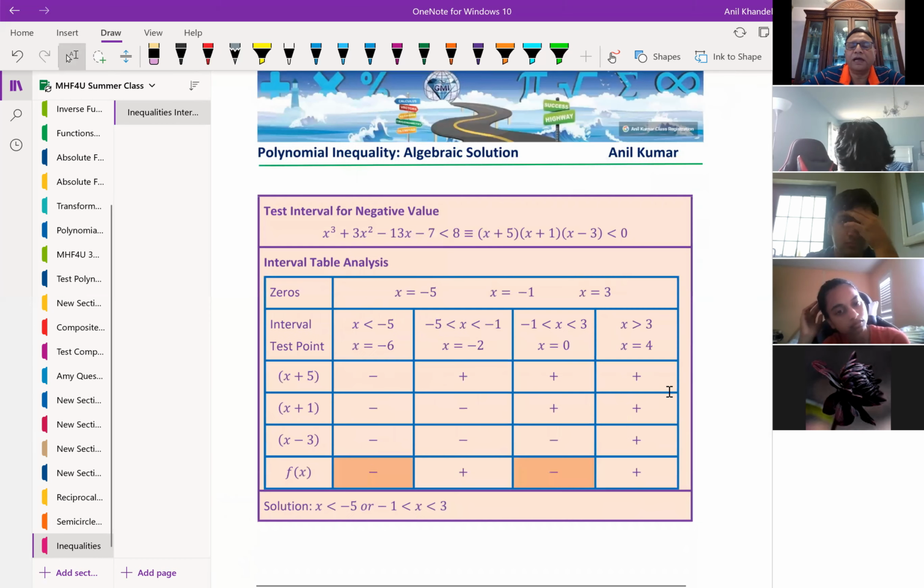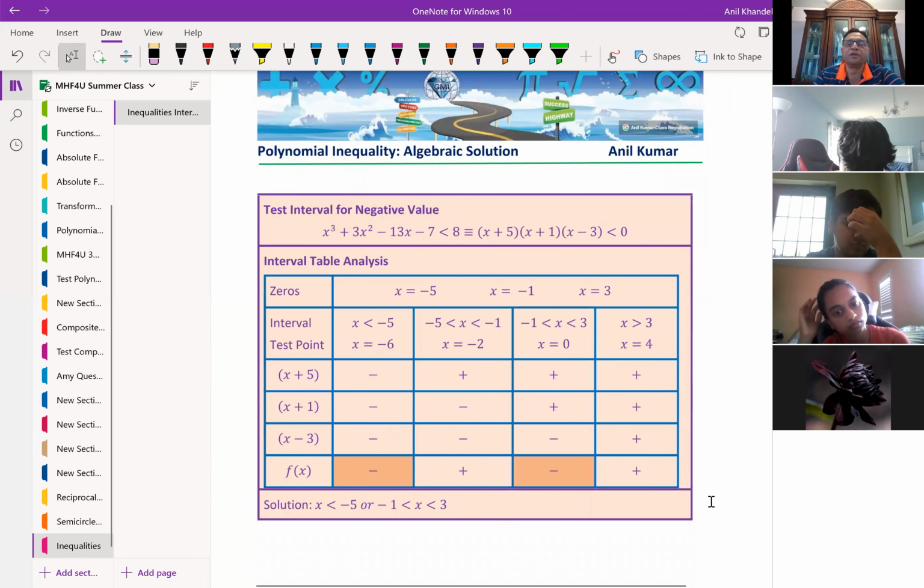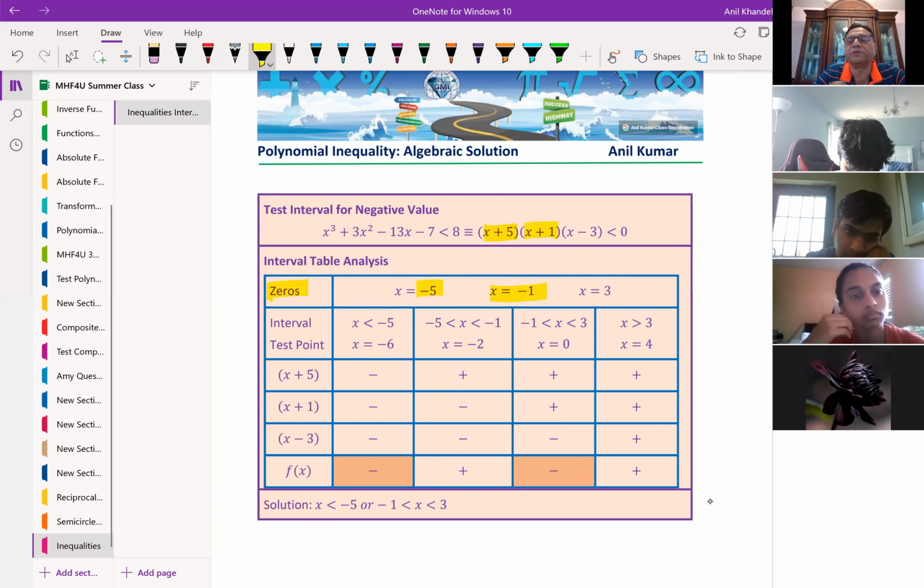Here is a quick look at the table which I have just done for you. Once again, we found the zeros. Zeros were at x equals -5, which gives me 0 for this factor. x equals -1 gives me 0 for the next factor, x plus 1. And x equals +3 is a 0 for x minus 3. We're looking for negative values. So there were 4 intervals defined with these zeros. We took test points within the intervals, and then we tested each factor, whether it is negative or positive.